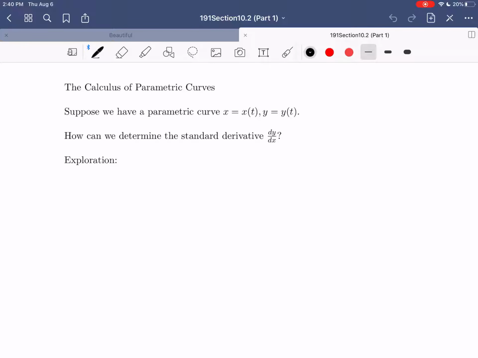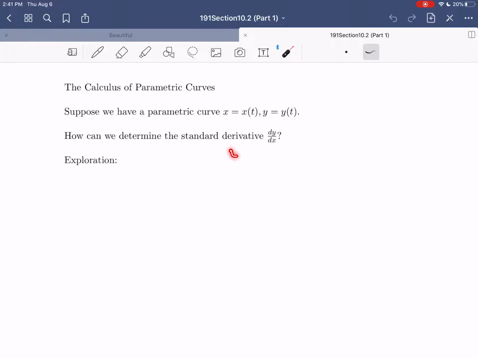Our setup here is we're going to suppose that we have a parametric curve. So x is x of t and y is y of t. Both x and y are functions of some other variable, the parameter t. And we want to figure out how we can determine the standard derivative. What I mean by the standard derivative is the derivative of y with respect to x. In other words, as we move in x, what happens to y? That's the derivative that you calculated all through Calc 1. Anytime you calculated a derivative, we've always been interested in how y changes as you move in x.